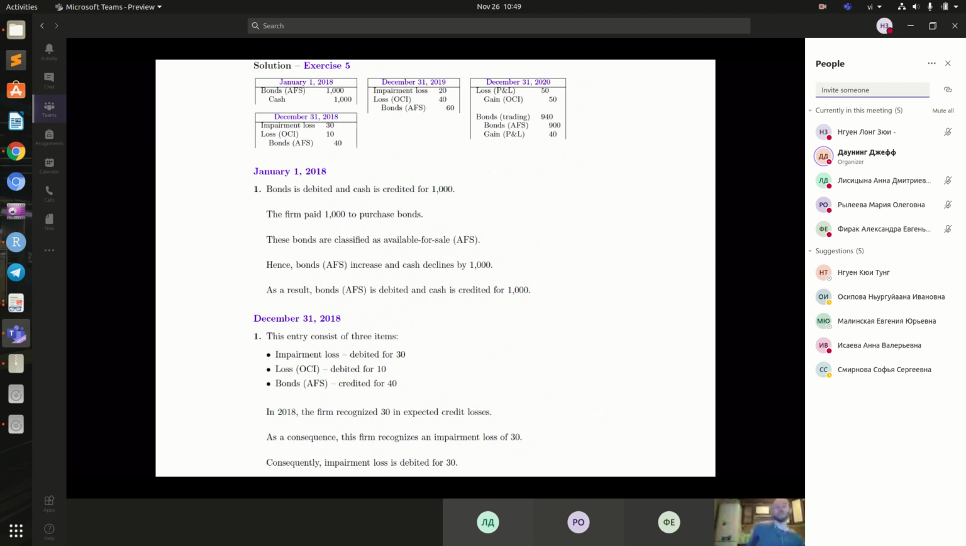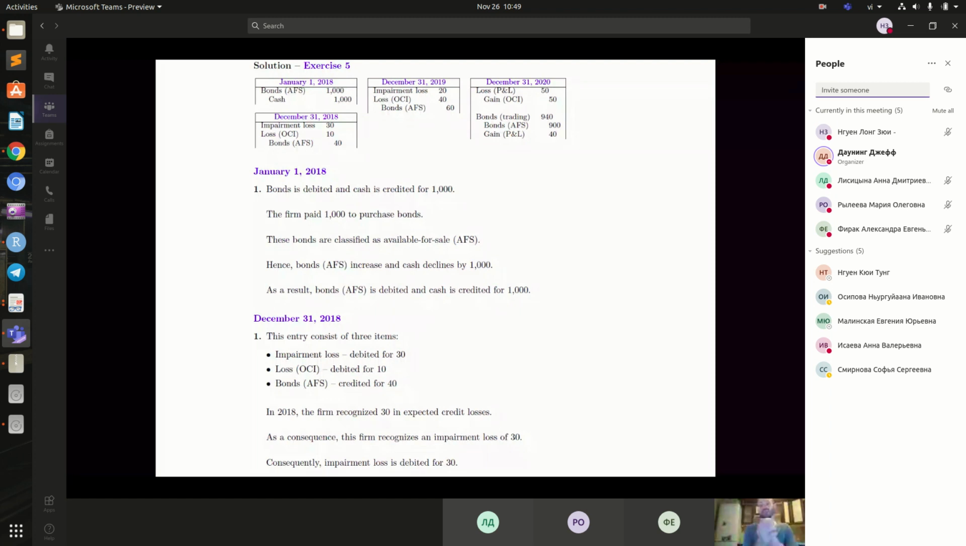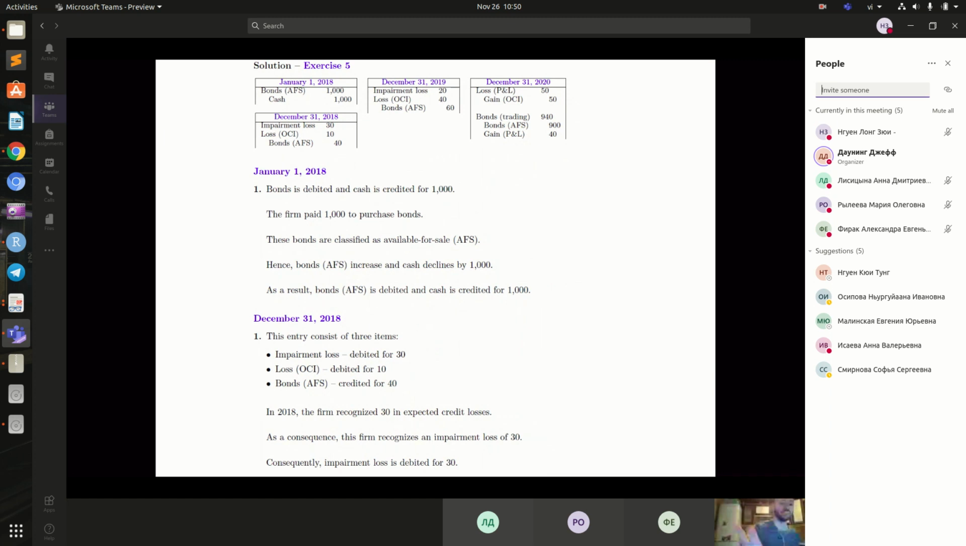Next, December 31st, 2020, we reclassified the bond from AFS to trading. Hence, we have 2 journal entries. 1 is to reclassify or recycle gains and losses recognized in, or in this case, losses recognized in OCI in previous periods. So as of December 31st, 2020, the bond is reclassified as trading. Hence, if the bond always had been classified as trading, we would not have recognized these losses in OCI. We would have recognized all losses in P&L.